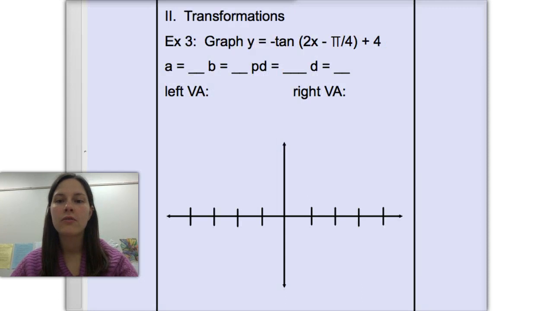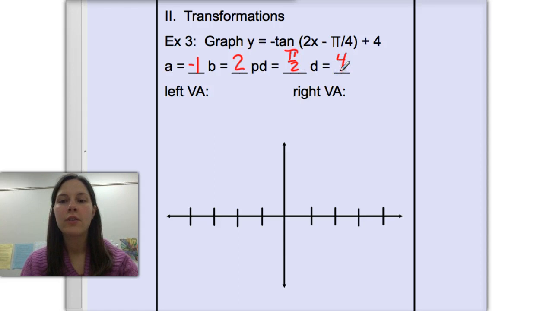So let's start with the transformation. We've got the tangent, so remember these parent function asymptotes occur at negative pi over 2 and pi over 2, so that's how we're going to find our new vertical asymptotes. Identifying the information in this transformation: our a value is negative 1, so we have a reflection. Our b value, what we're multiplying by the x, is 2, so we do have a change in the period. Our new period is pi over 2. And our d value is 4, so we have a vertical shift of 4.